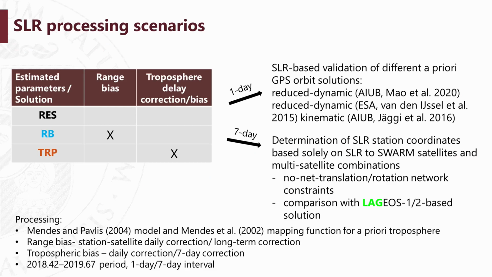And we prepared 3 scenarios. The first one, the REST solution, in which we do not model any systematic effect. Then a range bias solution, RB here, in which we calculate the range biases, and a TRP solution with the consideration of tropospheric delay modeling. And within 2 different approaches: 1-day solutions, which we analyze as validation of the LEO satellites, and 7-day solutions for the determination of parameters, and also to compare our parameters with the LAGEOS-based estimates.